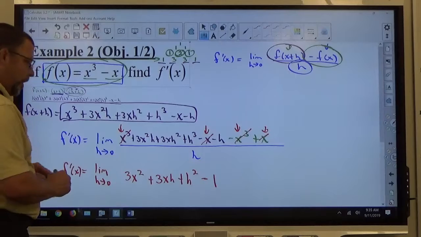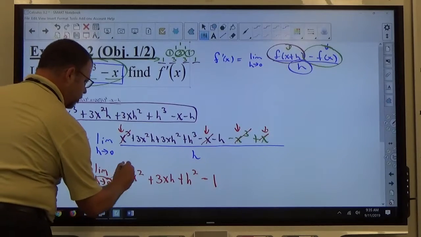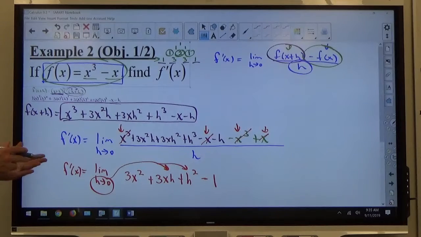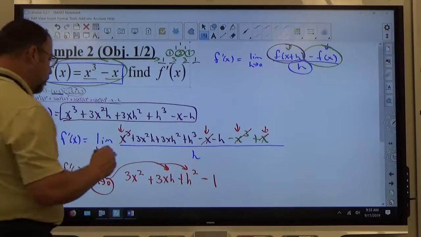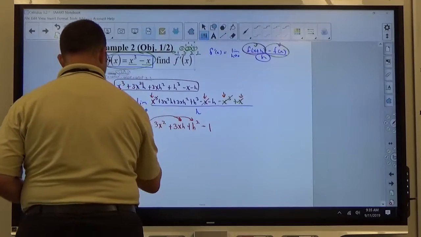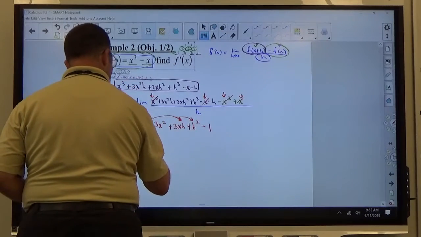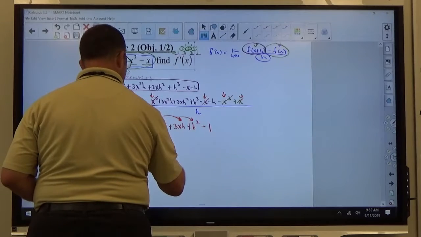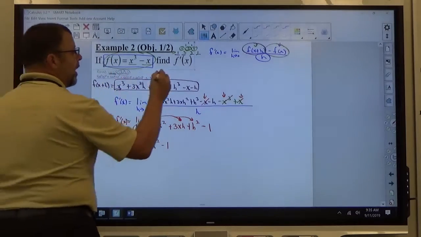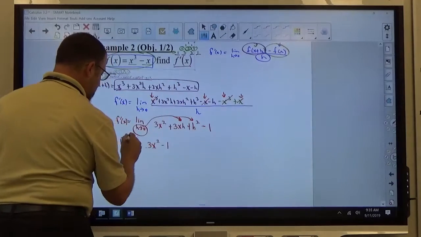So now when I substitute h equals 0, the direct substitution in for all the h's, the things that don't contain h are left over, the 0 terms go away. So the end result of this is that f prime of x is going to be 3x squared minus 1. The directions are to find f prime of x, so that's the end of this problem.